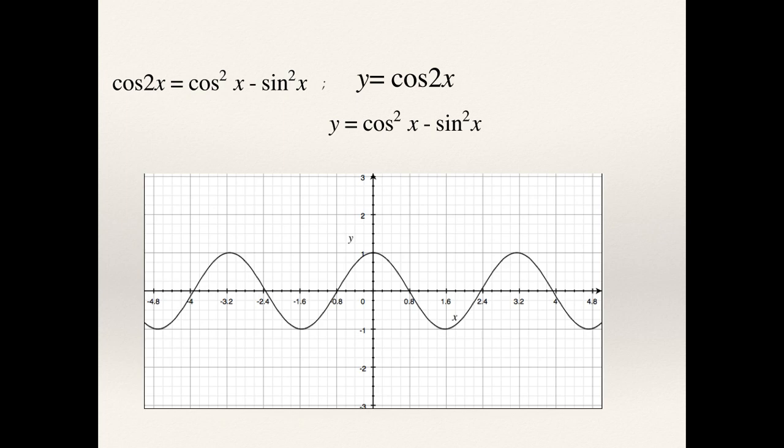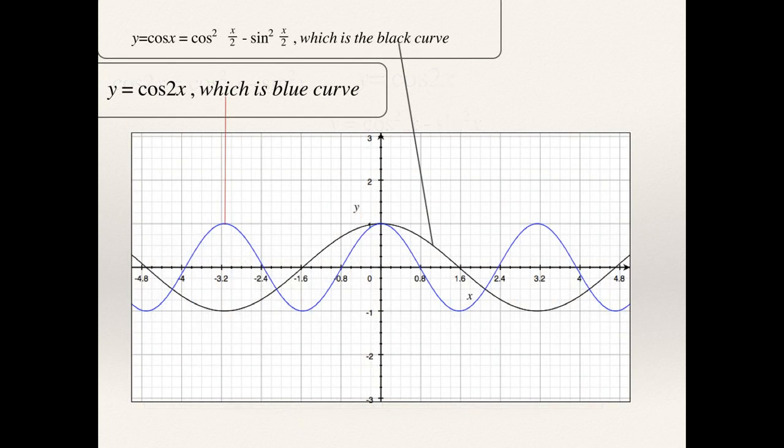Their values must be the same, or they must generate a similar graph pattern. In the same way, cos x must also generate a similar wave pattern. So you can see it here. y is equal to cos x is equal to cos square x by 2 minus tan square x by 2. When I plotted that, the graph is represented by the black curve.